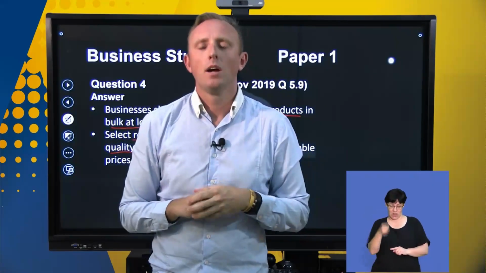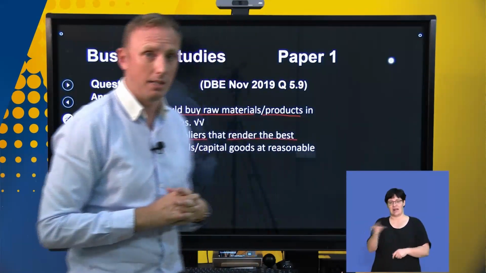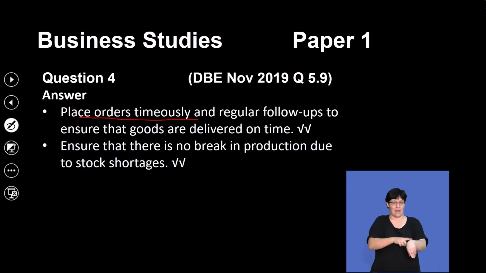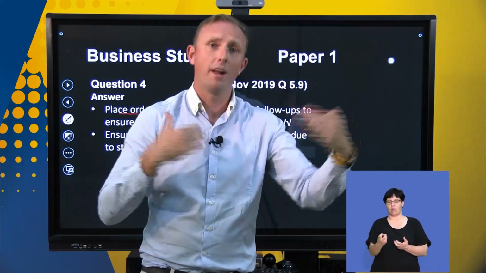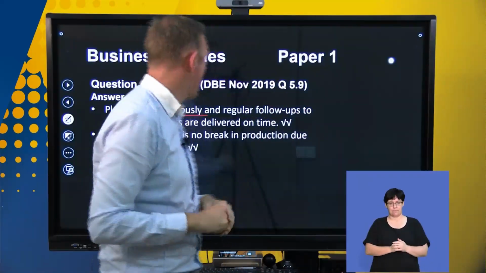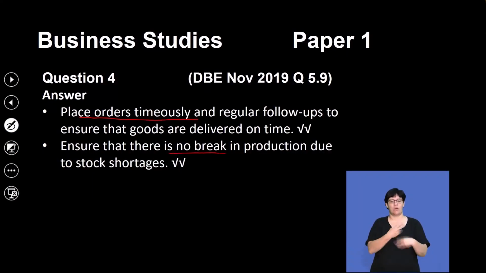So they have to make sure that they go and get the best suppliers for their raw materials, because that is what they're going to be selling to their customers. We have to place orders timeously to make sure that goods are delivered on time, that we don't run out of goods. You just think of Eskom when they were running out of coal, then we had load shedding, and how negatively that impacted the country. So we've got to make sure everything is on time, to ensure that there's no break in production due to stock shortages, as I just mentioned.